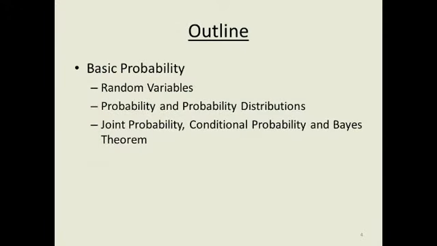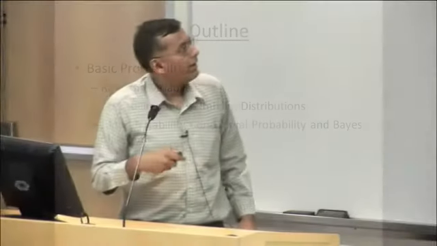All right, so let's start with reviewing some basic concepts in probability. We'll keep hearing the mention of the term random variables, right? So we'll quickly go over what random variables are, how they are different from other deterministic variables. Cover some basic concepts of probability and probability distributions, joint probability, conditional probability, Bayes theorem, etc.